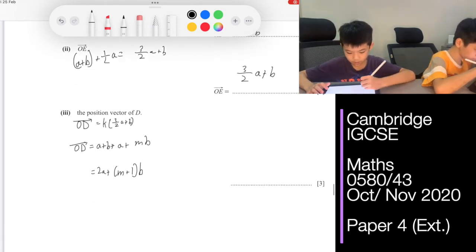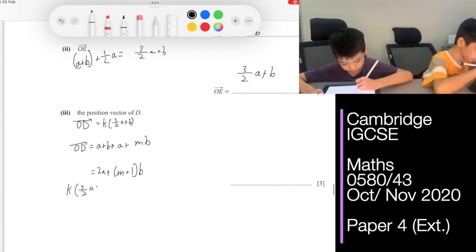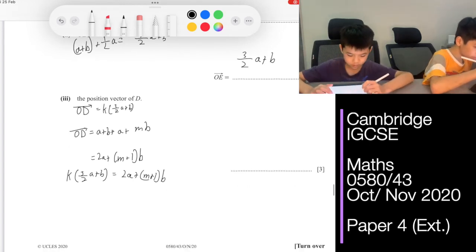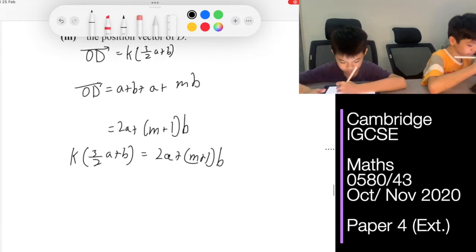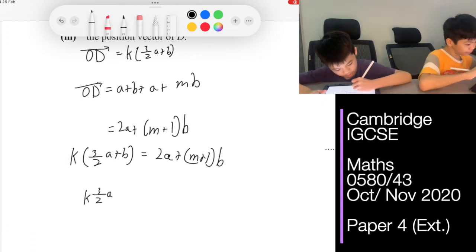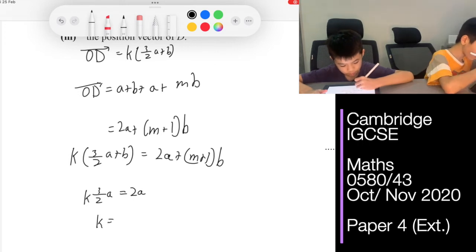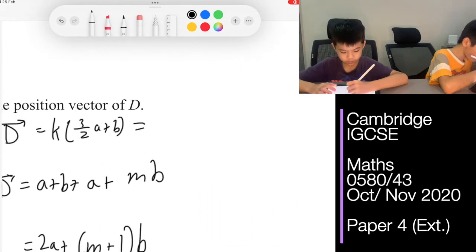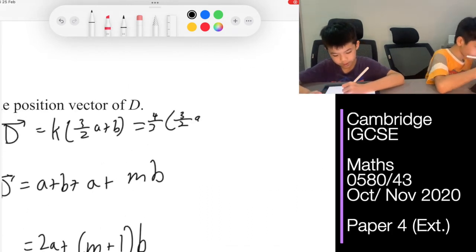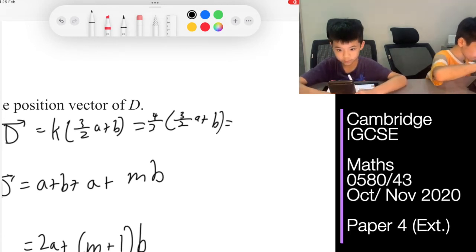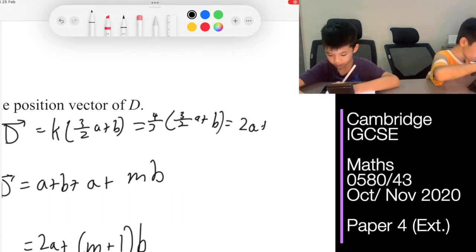Then we need to find k. So k times 3 half a plus b equals 2a plus m plus 1 b. So we'll take out the b for now. We cancel the b. k multiplied by 3 half a equals 2a. k equals 2a multiplied by 2 thirds, which is 4 thirds. So that would be equal to 4 thirds multiplied by 3 half a plus b, which is 2a plus 4 thirds b.